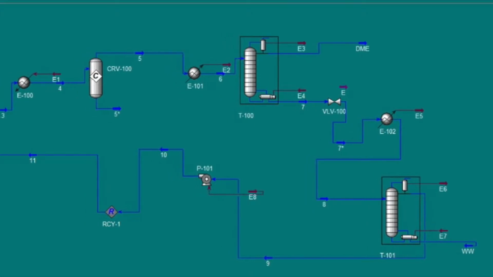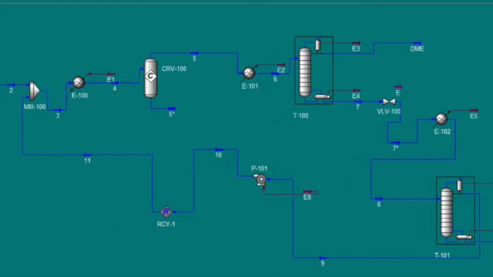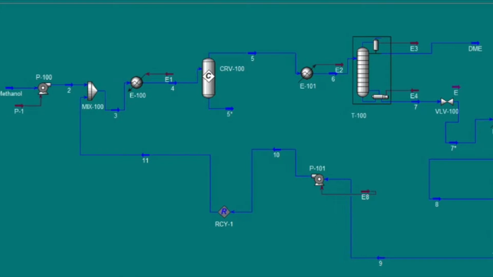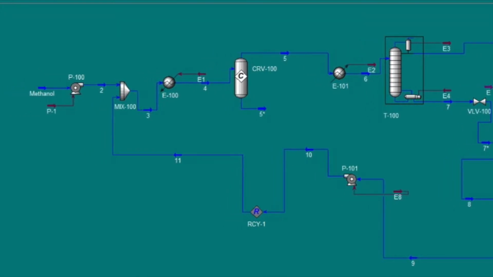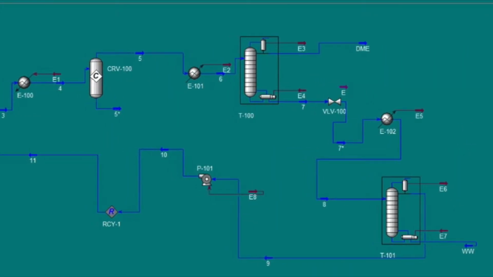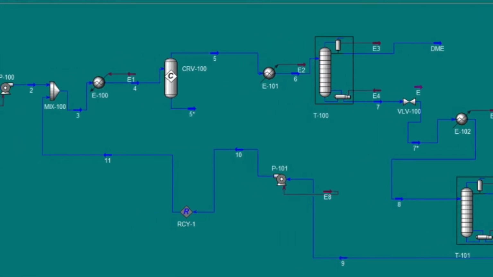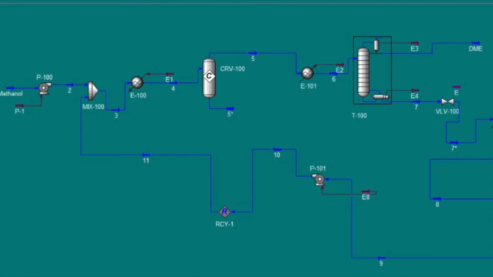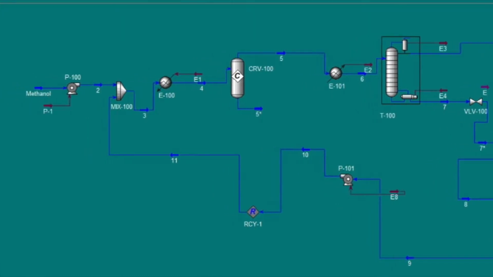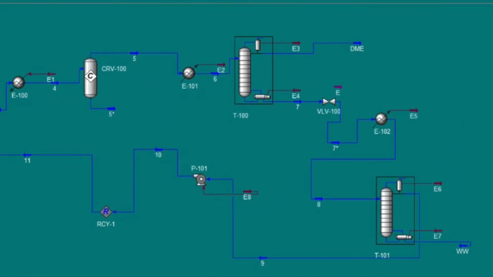Hi everyone, my name is Ainun Syifa Salsabila, and I'm going to talk about the methodology of the production of dimethyl ether from methanol. There are 4 parts of the methodology. First one is identification of chemical component. Based on the research done, it can be concluded that the production of dimethyl ether from methanol is a non-ideal system.